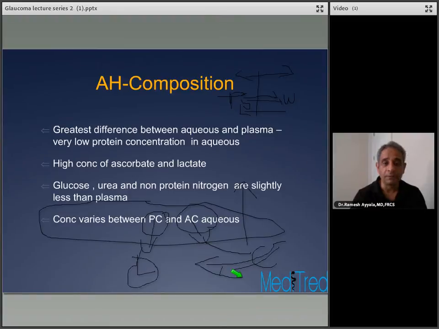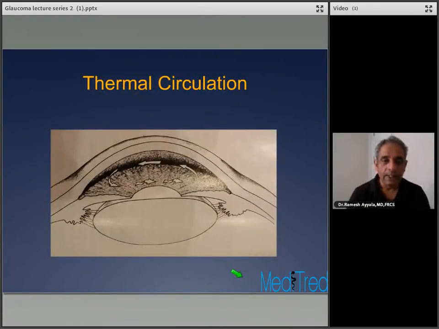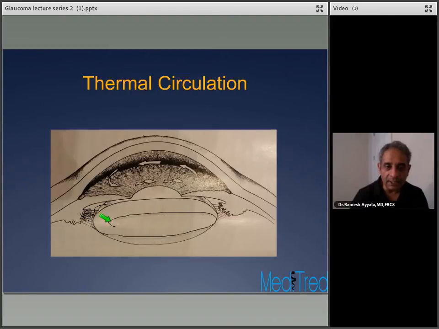Another concept for you to think about. How does this aqueous circulate in the eye? It's being produced here by the ciliary process in the posterior chamber. From the ciliary process, by a combination of active secretion, ultrafiltration, and diffusion, aqueous is pumped into the posterior chamber. From the posterior chamber, aqueous is going to bathe the lens, supplies nutrition to the lens, and through the pupillary margin, it's going into the anterior chamber.